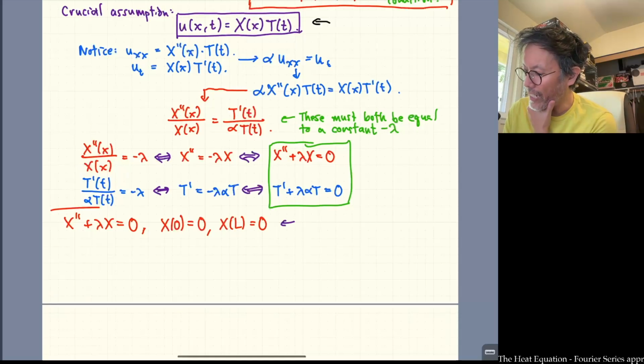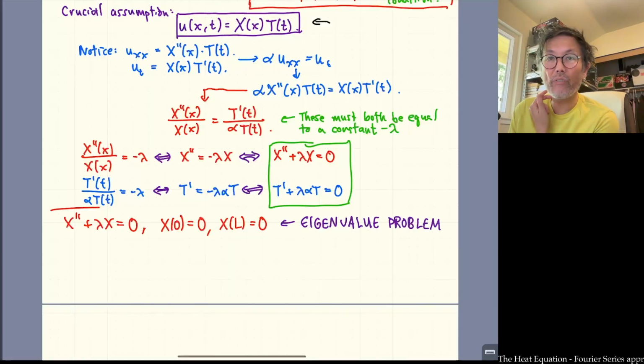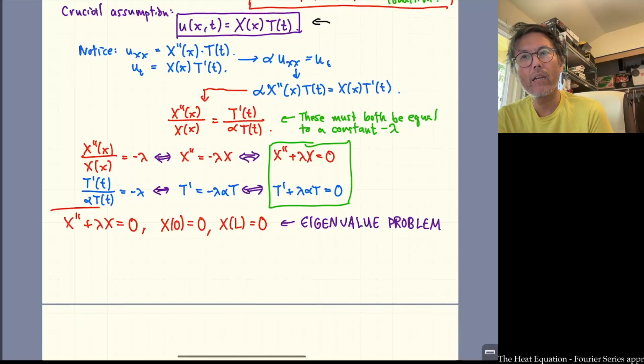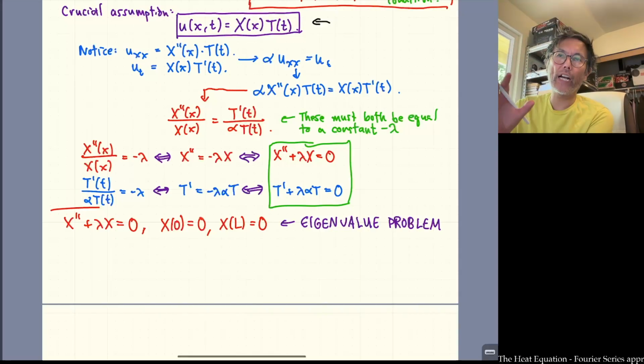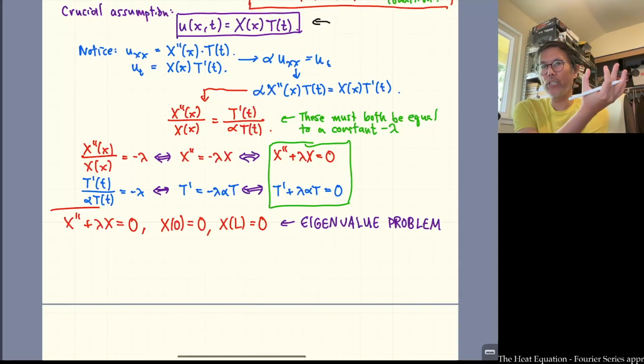Now this is what we've encountered. This is called an eigenvalue problem. And we are interested in detecting those values of lambda which give rise to non-zero solutions to this differential equation, satisfying the boundary conditions, of course. Non-zero solutions to what's called the boundary value problem. That's the differential equation together with the boundary conditions.